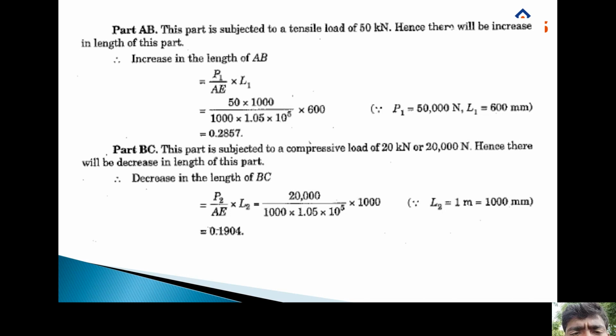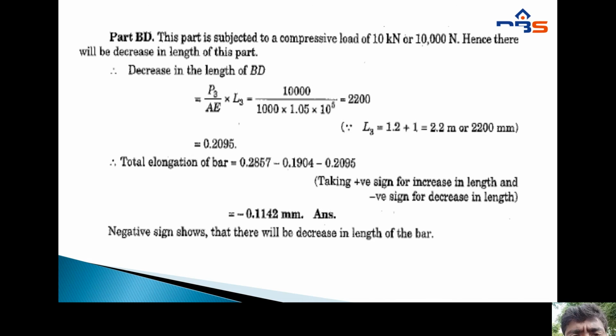Okay, that equals 0.2857. Part BC equals P2 by AE into L2, which is 0.1904. Part BD is 10 kilonewtons, or 10,000 newtons. So P3 by AE into L3, that value is 0.2095.